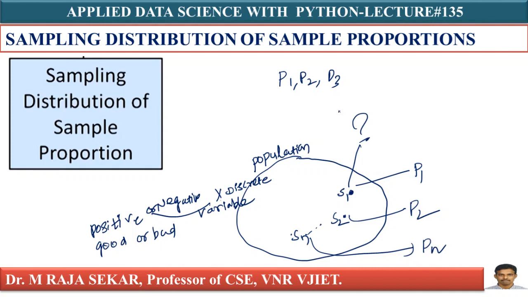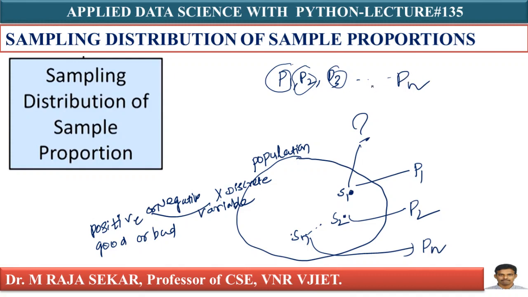Here in this context, proportion means probability. I can say it's a probability, so I will get probabilities for proportion. P1 is a proportion in sample 1, P2 is a proportion in sample 2, P3 is a proportion in sample 3, and so on. Pn is the proportion or probability in sample n.